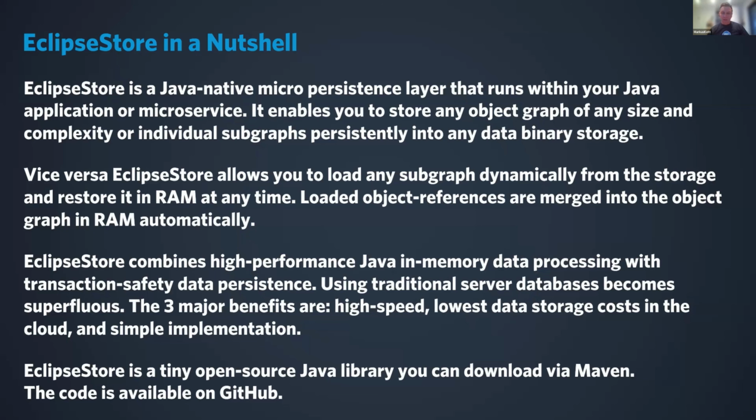EclipseStore is very easy to use because it's only a tiny Java open source library you can download via Maven. The whole code is published on GitHub. It's an open source project under the Eclipse Public License, so you can use it for open source, but also for commercial purposes.